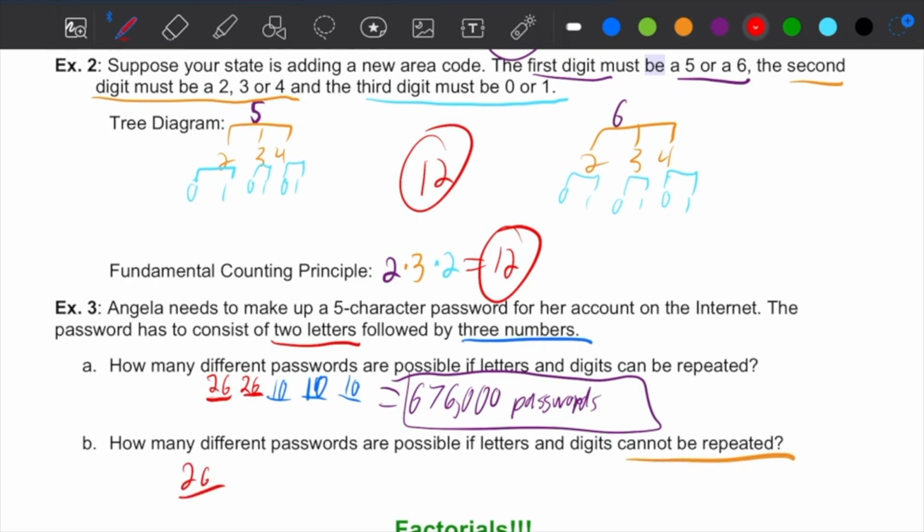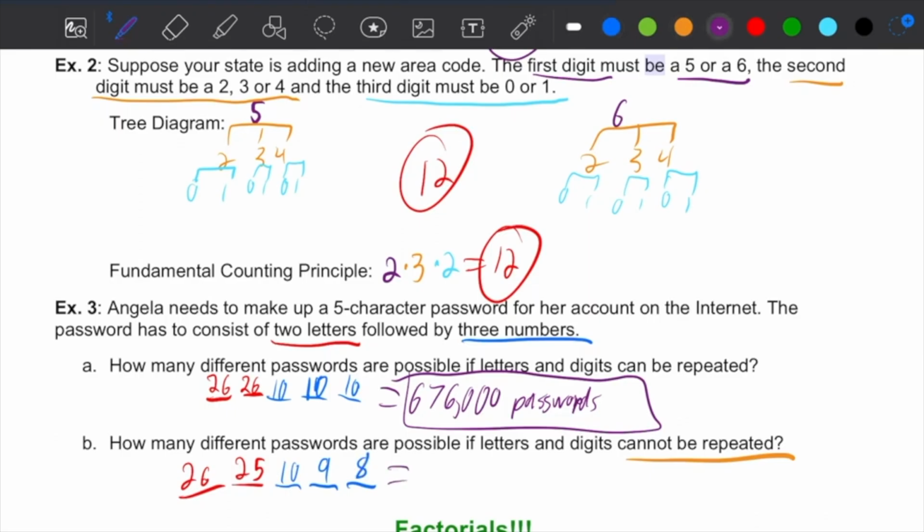So let's say you do 26 for your first one, and then for your second one, if you chose A, you can't choose A. So you only have 25 letters. And then your number, you have 10 options. But then the next one, you can't use the same one, so you only have 9. And the third one, you have to use another number, so you're down to 8 options left.